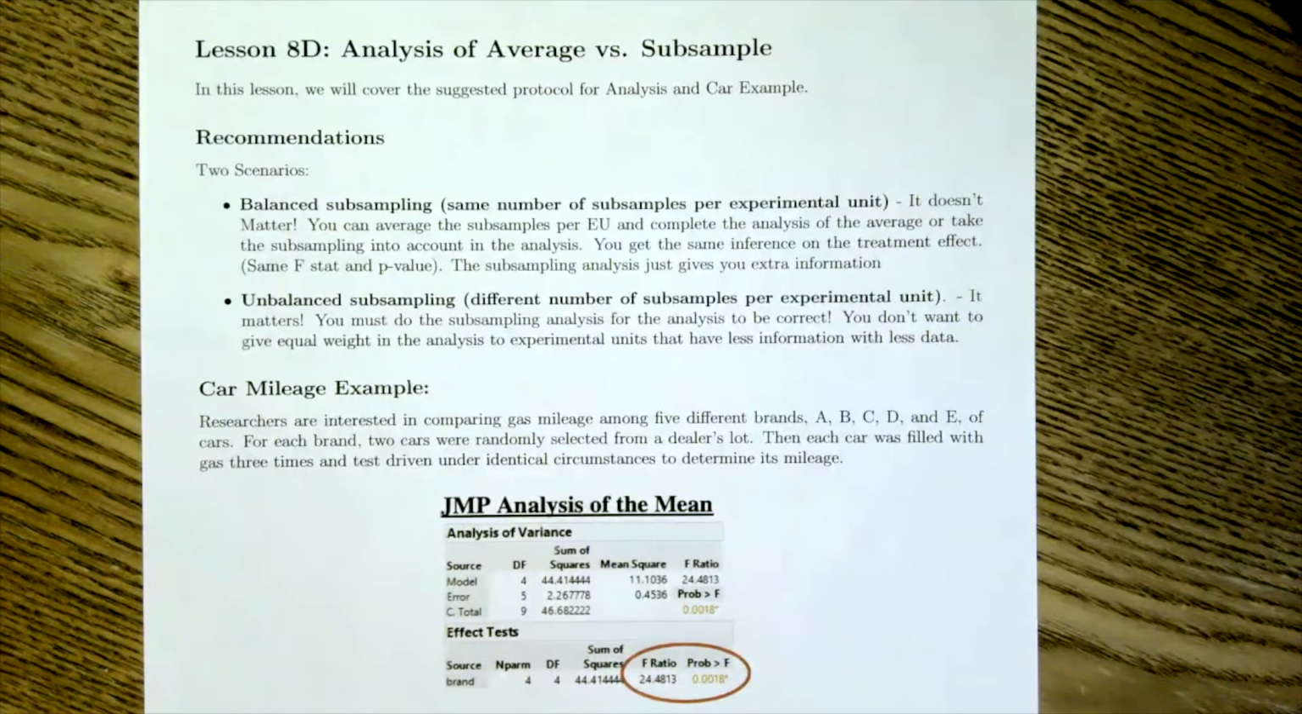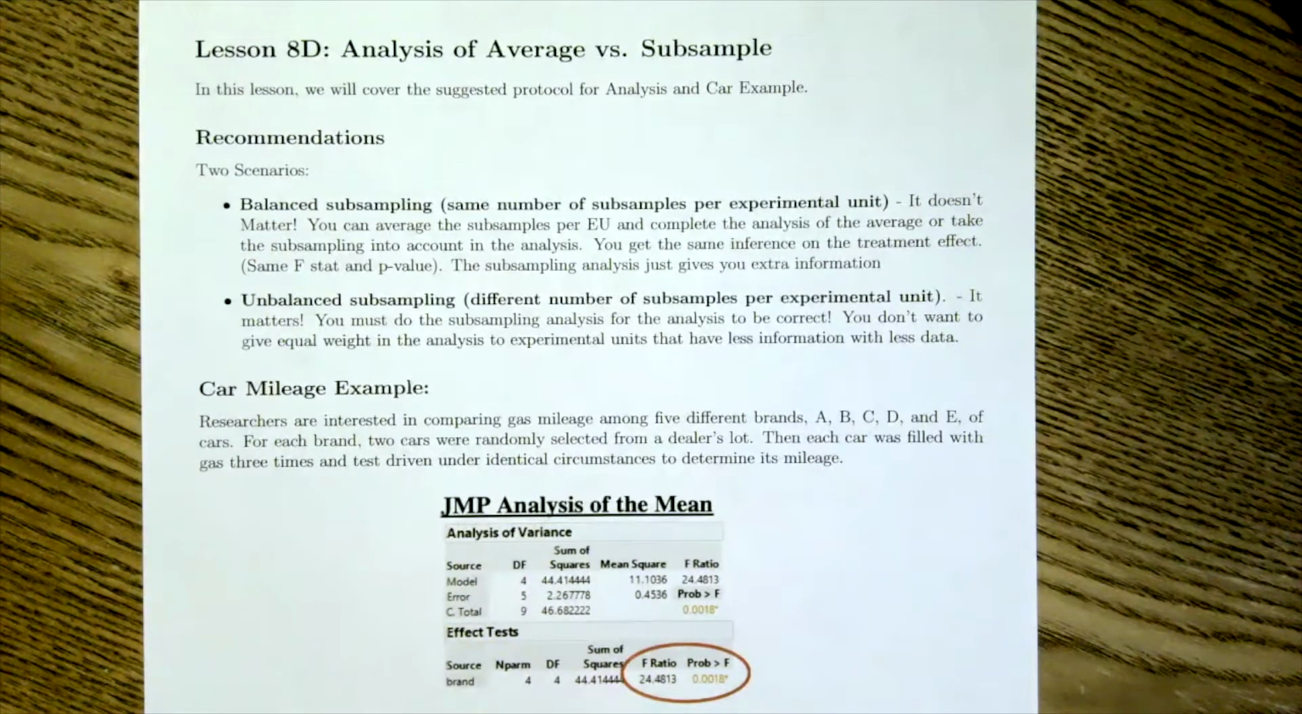You can average the subsamples of the EUs and complete the typical CRD analysis or whatever other analysis you're looking at, and you'll get the same inference of the treatment effect, i.e. the F-stat and the p-value will be the same. The advantage of doing subsampling is it's going to give you that extra information of the two estimates of variability, okay? Now, the other scenario is that we're in an unbalanced subsampling.